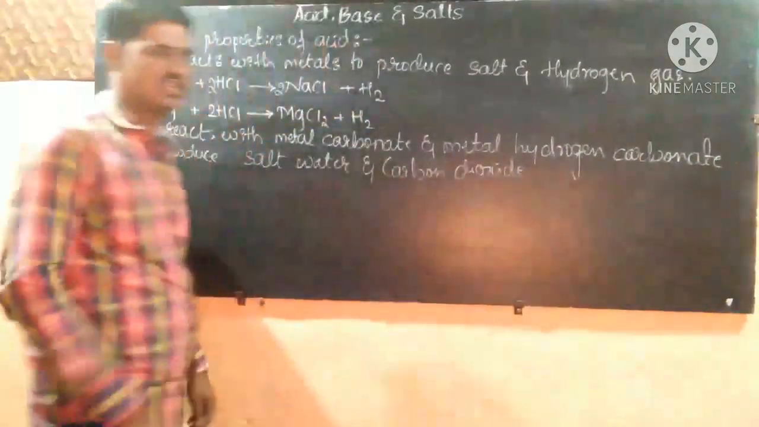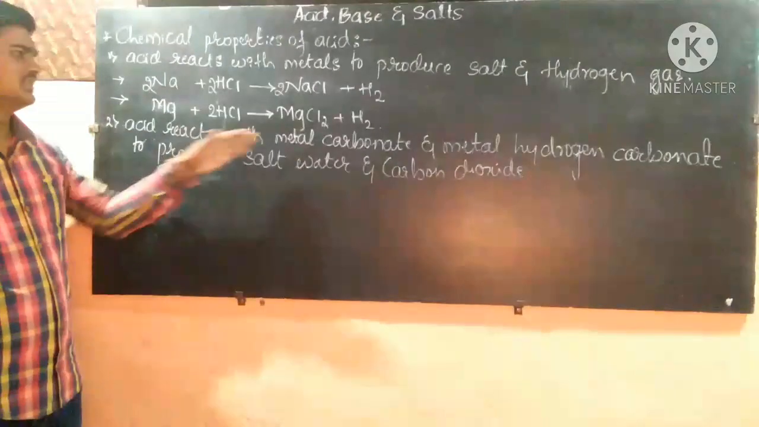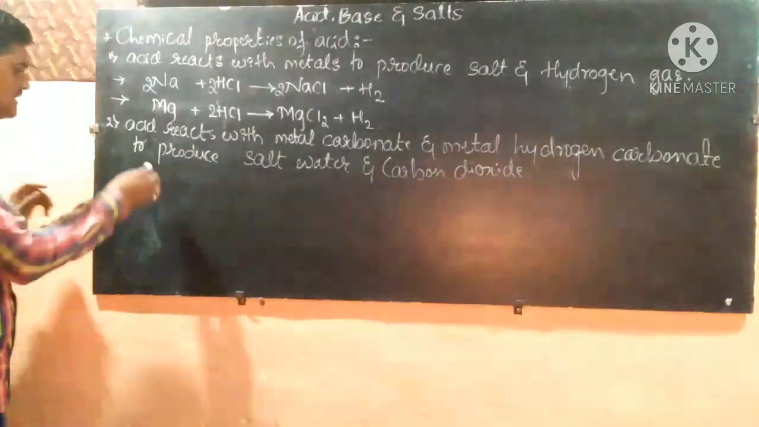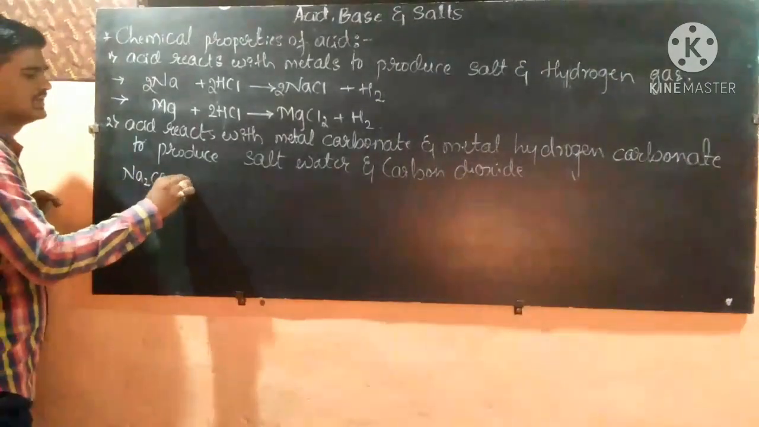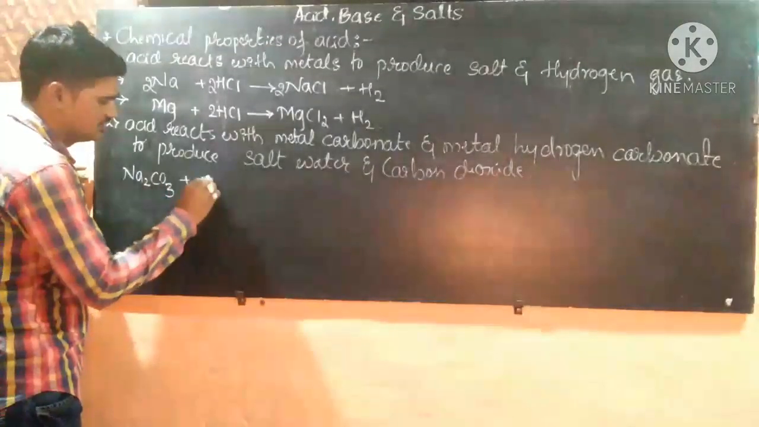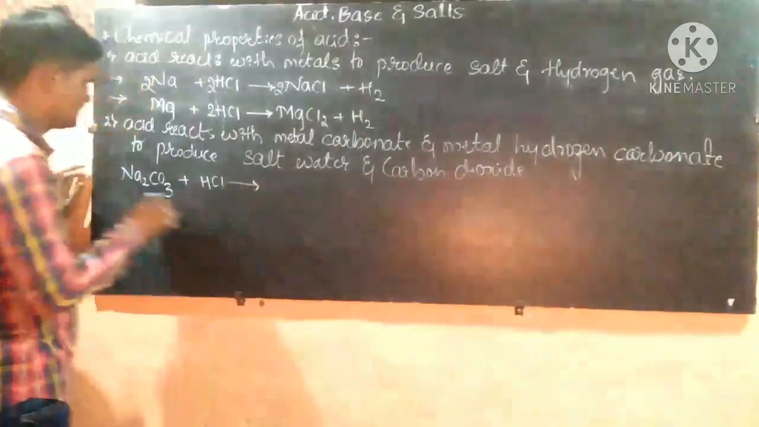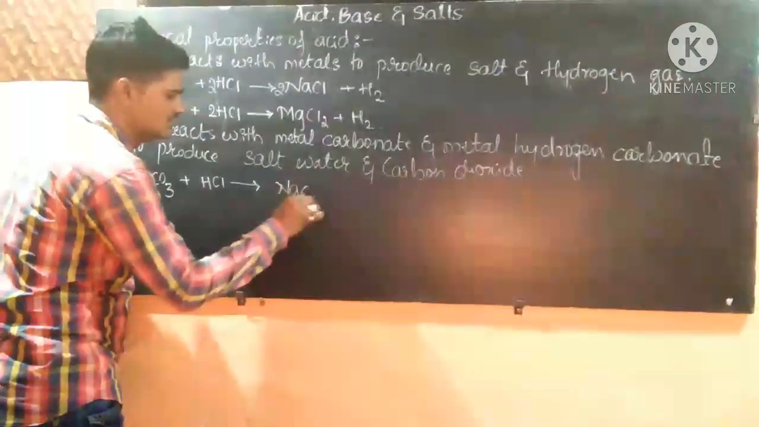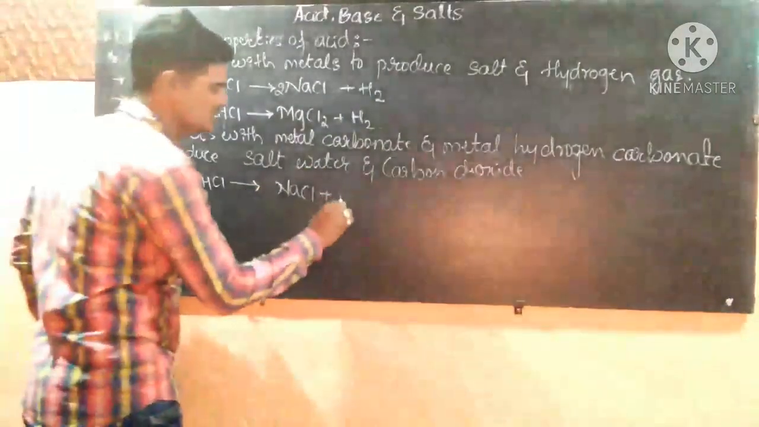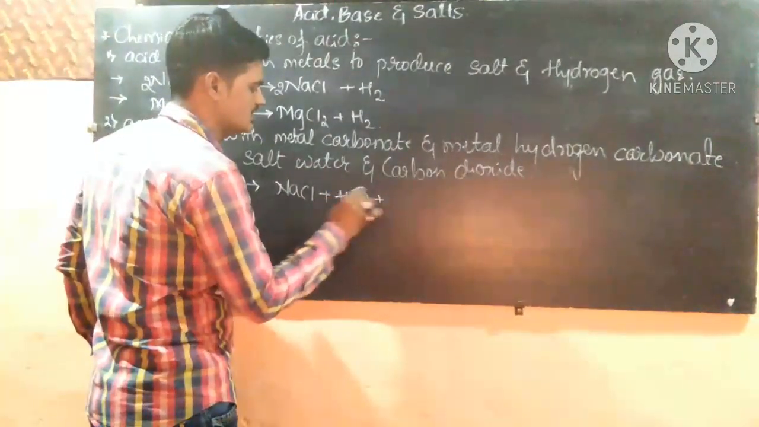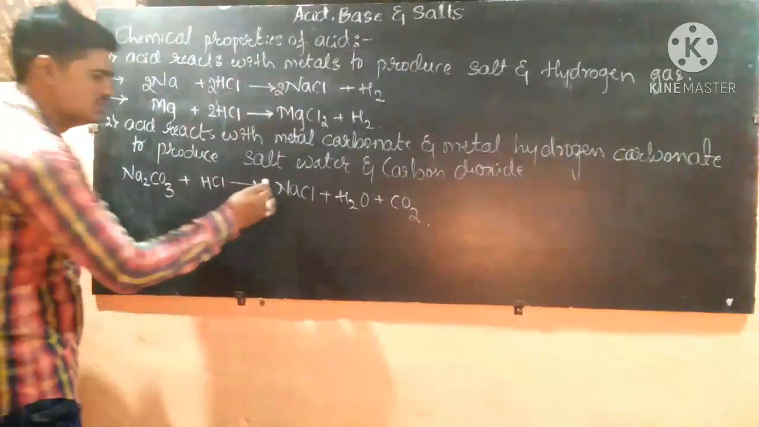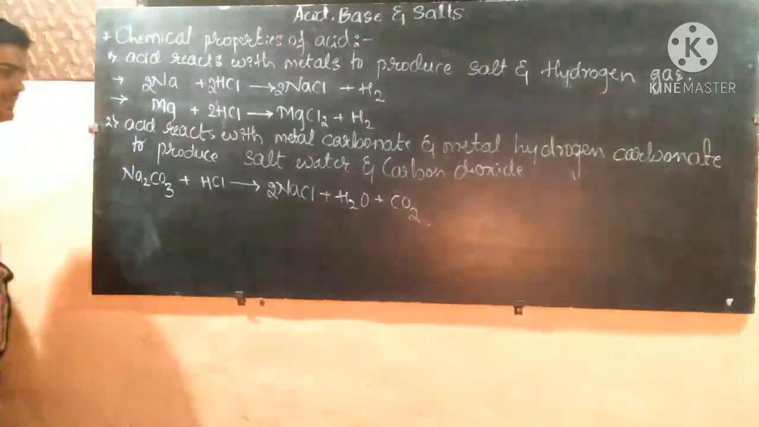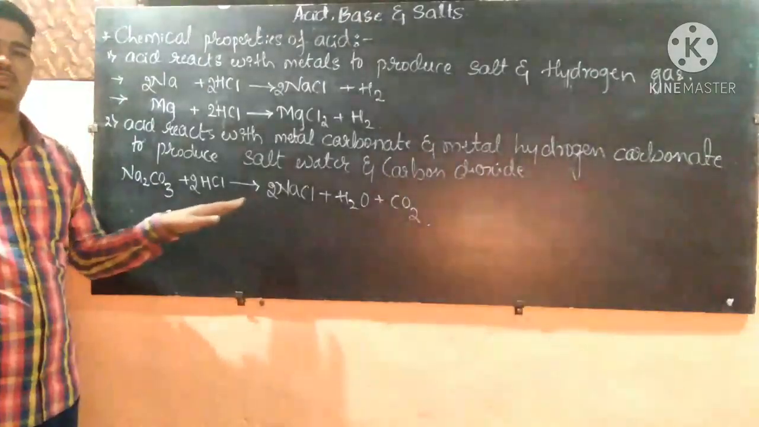So let me take an example, the reaction between metal carbonate and acid. That metal carbonate I will take Na2CO3 and the acid I will take hydrochloric acid, that is HCl. The products formed are NaCl plus water plus carbon dioxide. So this reaction is not balanced. To balance this reaction we have to multiply by 2 here and then we have to multiply by 2 here. So now it is a balanced chemical reaction.